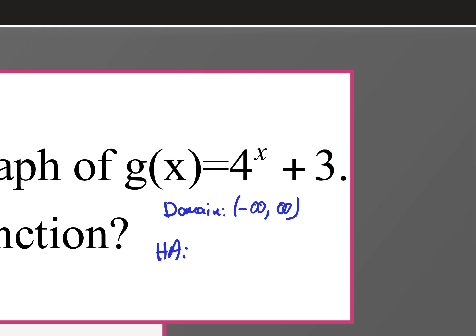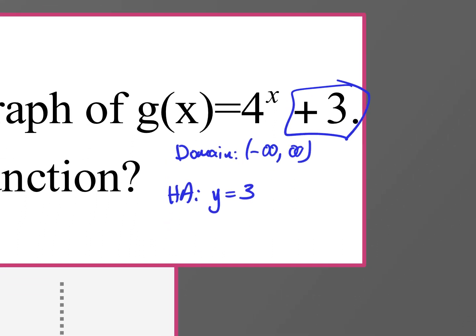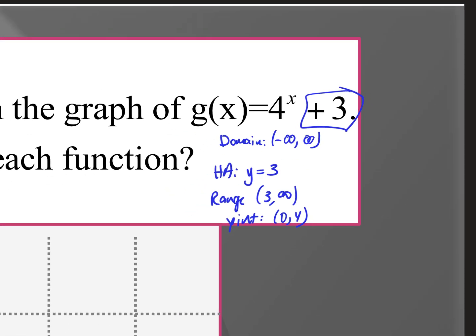So what's your horizontal asymptote? What's being added or subtracted to your function? 3. So your horizontal asymptote is at y equals 3. So what's your range? 3 to infinity. Perfect. What is your y-intercept? 4. How'd you get that? Because you plug in 0 for x. Perfect. Anything to the 0 power is 1, and 1 plus 3 is 4. Very good.